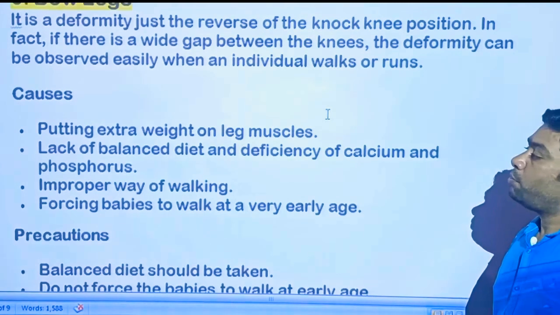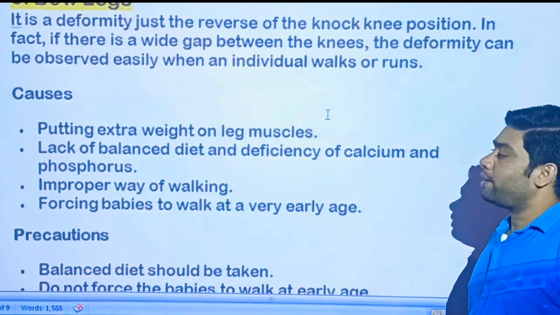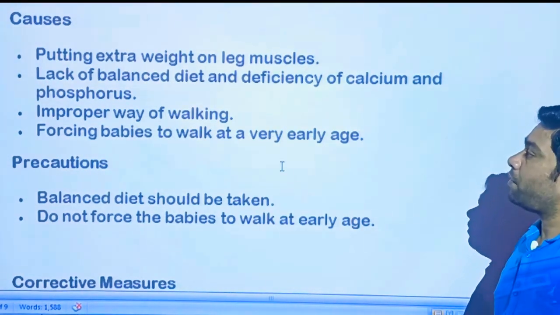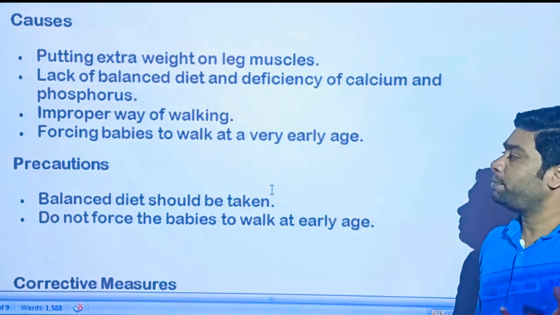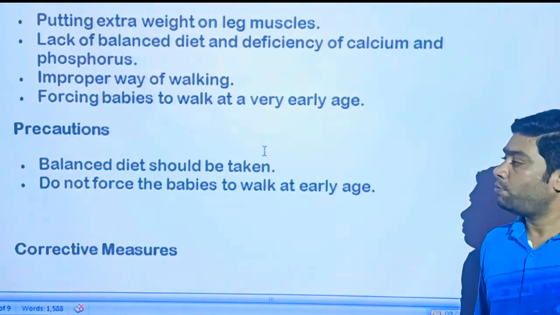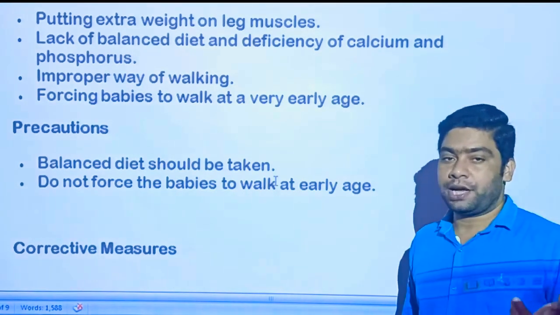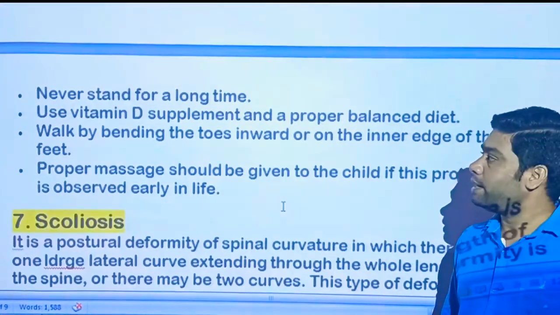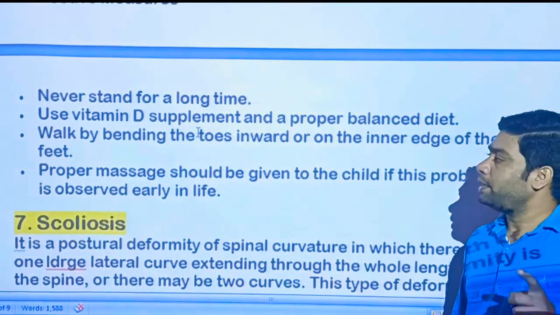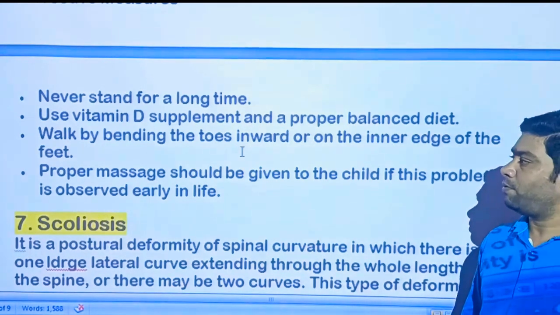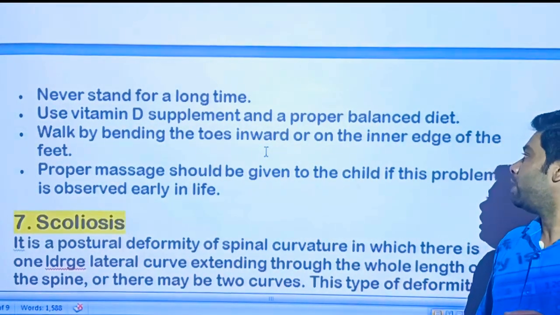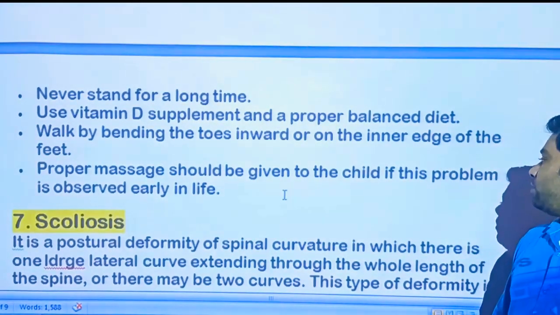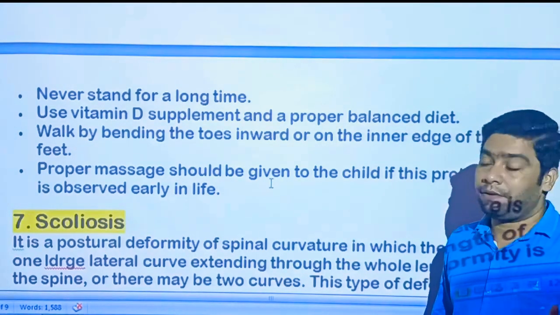The causes: putting extra weight on leg muscles, lack of balanced diet, deficiency of calcium and phosphorus, improper way of walking, forcing babies to walk at an early age. Now, precautions: a balanced diet should be taken. Do not force babies to walk at an early age. Corrective measures: never stand for a long time, use vitamin D supplements and a proper balanced diet, walk by bending the toes inward on the inner edge of the feet. Proper massage should be given to a child if this problem is observed early in life.